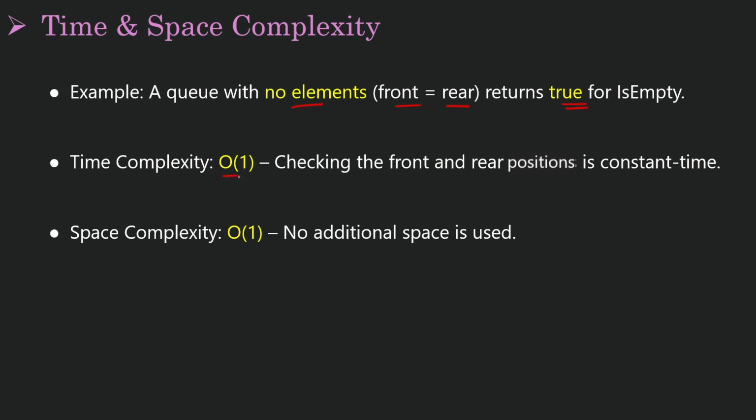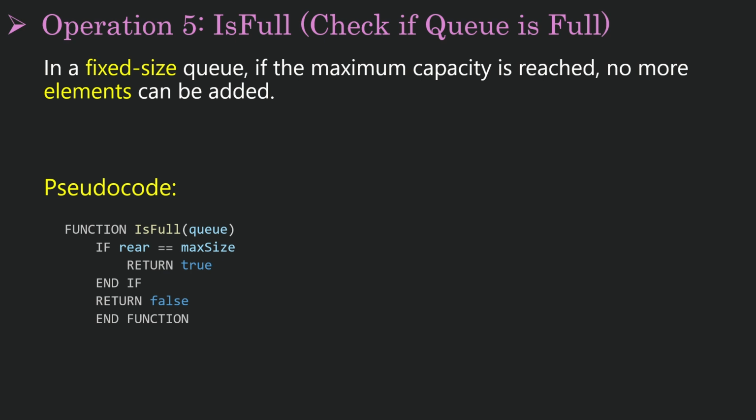Time complexity, O of 1. Checking the front and rear positions is constant time. Space complexity, O of 1. No additional space is used. Operation 5. Is full. Check if queue is full. This checks if the queue has reached its maximum capacity, relevant for array-based implementations.